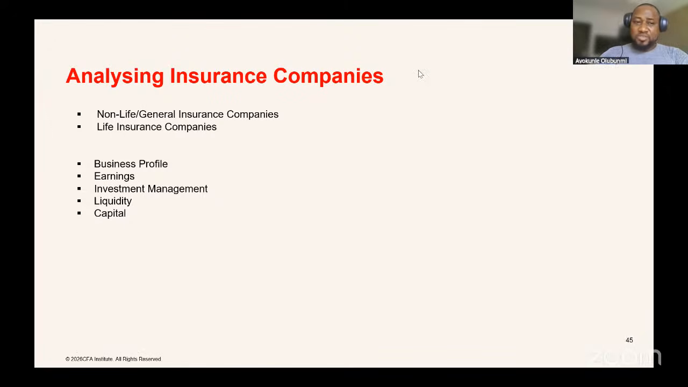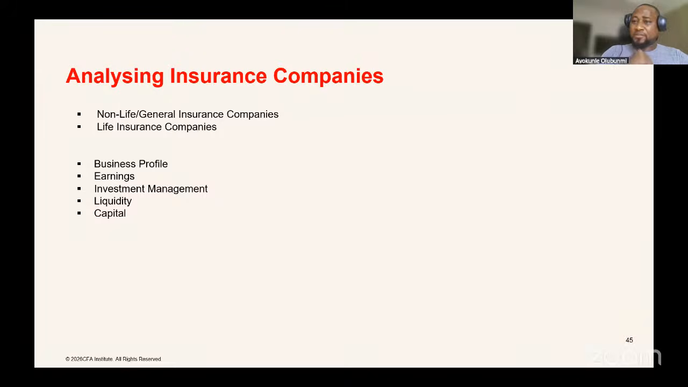Then for your investment management, what do you have under investment management? What I will say is that for a non-life insurance company, because their claims are highly volatile, they invest a lot in liquid assets, things like placements. Some of them don't even do equities. However, life companies can focus on long-term instruments. In terms of liquidity, insurance companies need to be liquid to be able to meet those obligations. However, a non-life company needs to be more liquid than a life company.